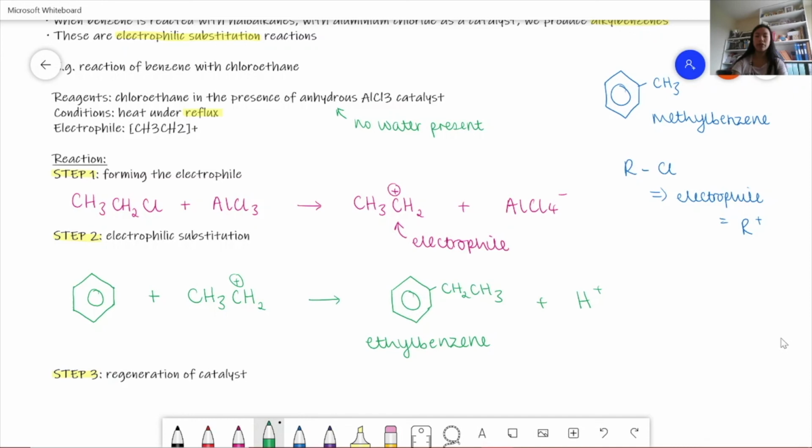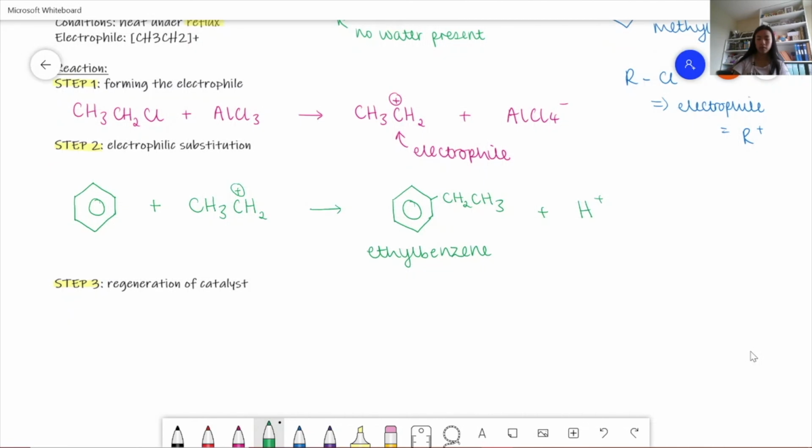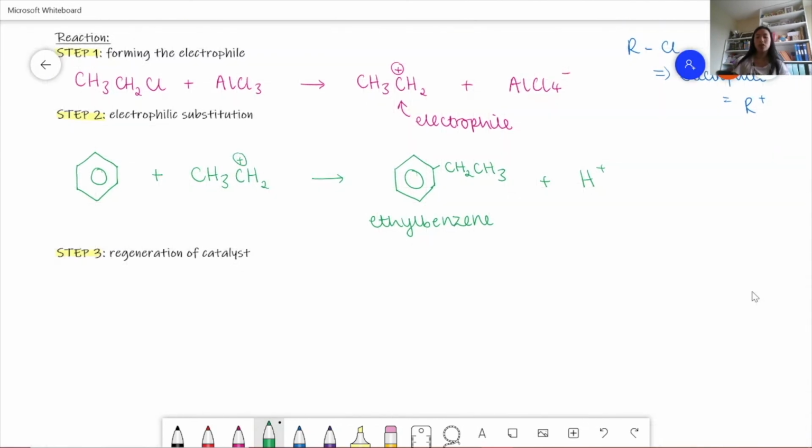And the next step we need to do is the regeneration of the catalyst. It's also really important to remember that this is an electrophilic substitution reaction, because the attacking group is an electrophile, so it's got a vacancy for a pair of electrons to accept to form a covalent bond with something else. And also we are substituting the hydrogen for the ethyl group. And in the final step, we then regenerate the catalyst. So we use the two byproducts that we're not actually using, this AlCl4- and this H+, and we're reacting them together to reform the catalyst.